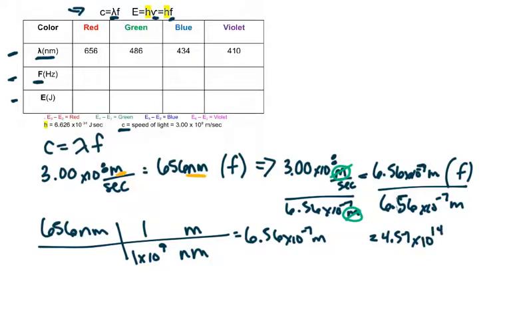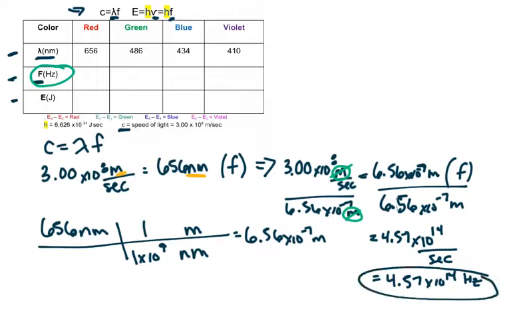And those units then are no units over seconds. So the units are 1 over seconds. That's the same thing as hertz. So that's why it says hertz here in the table, because hertz is the same thing as 1 over seconds. So there is my frequency.